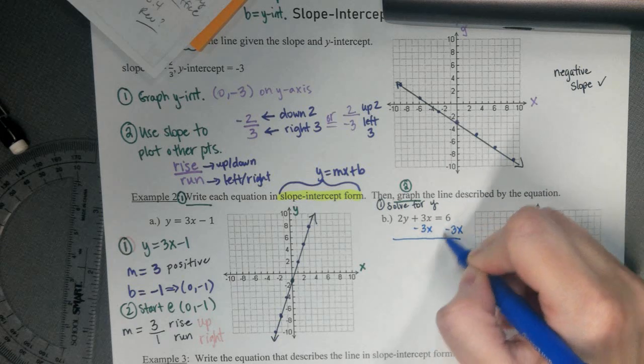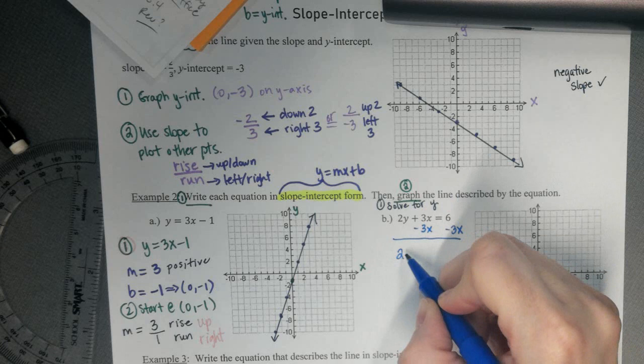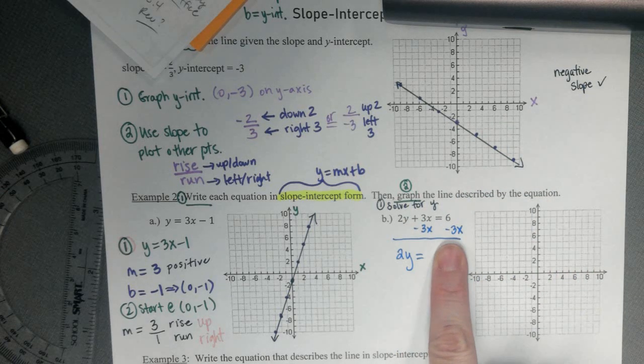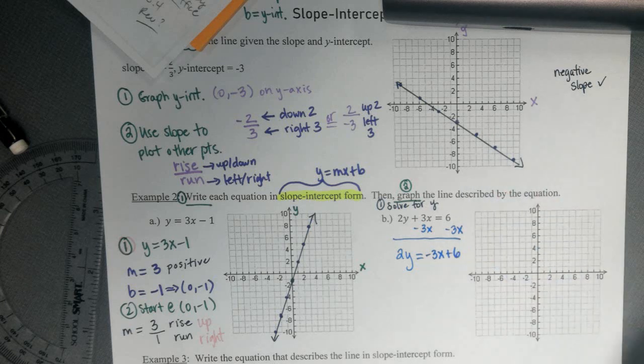So the reason why you're subtracting the 3x, if you weren't sure about that, is you're trying to get y by itself. And so you're trying to move everything away from y. Now, if you're putting this in the form y equals mx plus b, that negative 3x is going to go first. So negative 3x plus 6. All right, and then y is almost by itself. What's the one more step I have to do? Divide by 2. Great.